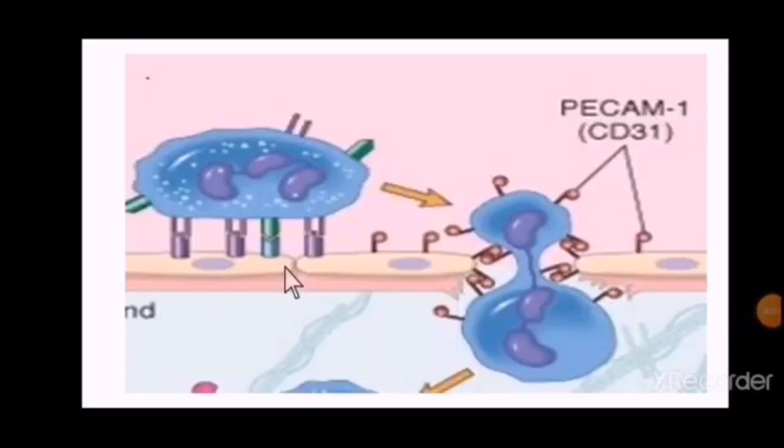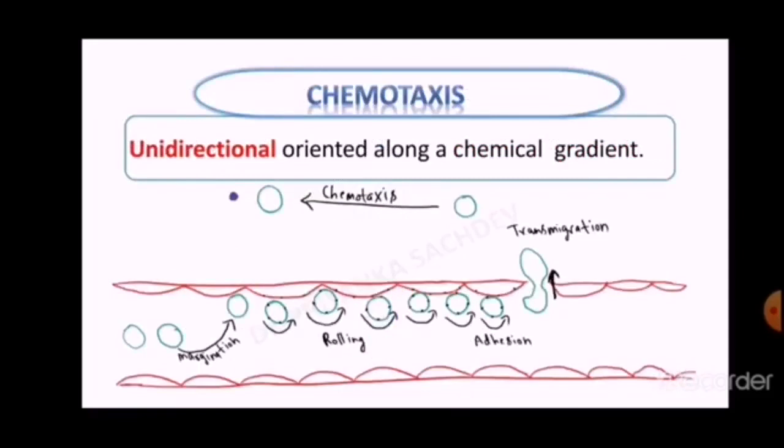Hi, I am Amina. I will continue with the transmigration. The transmigration is by formation of a cytoplasmic pseudopod, damaging the basement membrane by secretion of collagenase, and then escaping to the extravascular space. After the transmigration, the next step is chemotaxis. The chemotaxis is unidirectional, oriented along a chemical gradient.